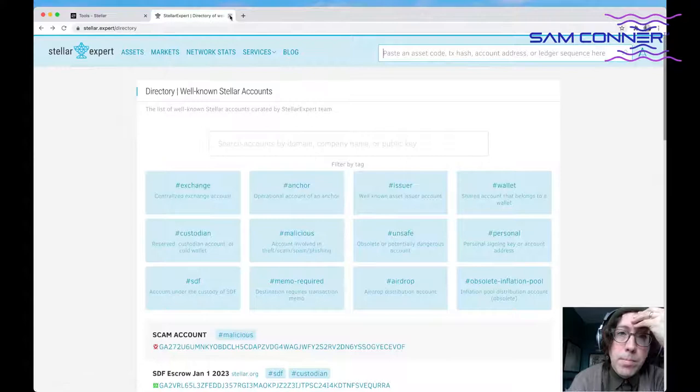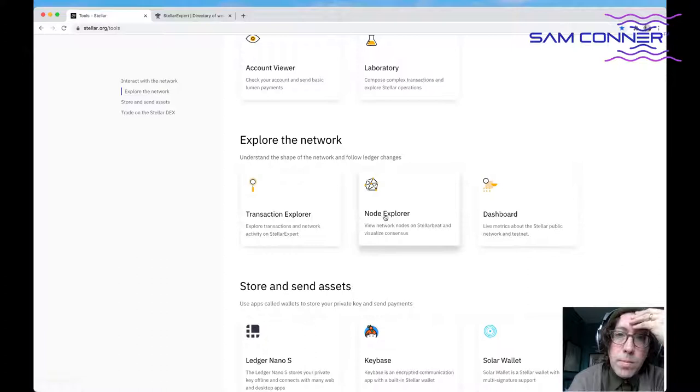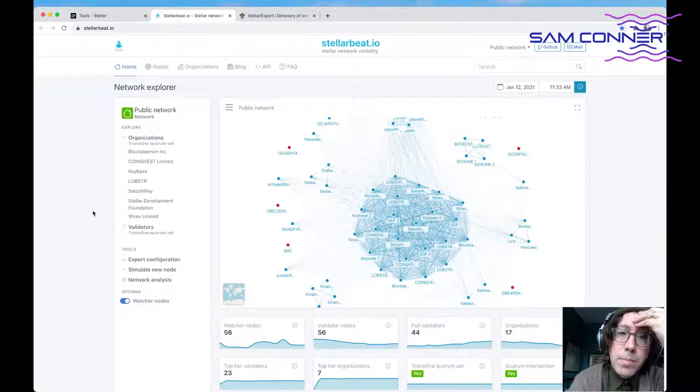So let's go here and look at the Node Explorer. This is Stellar Beat. I'm going to ask this question, and based on the last answer I got, I think I know what it is. Is this controlled or run by the SDF? It is not. Stellar Beat is a node explorer, and again, it is not run by the SDF. It is run by a person named Peter Jan, who built this from scratch.